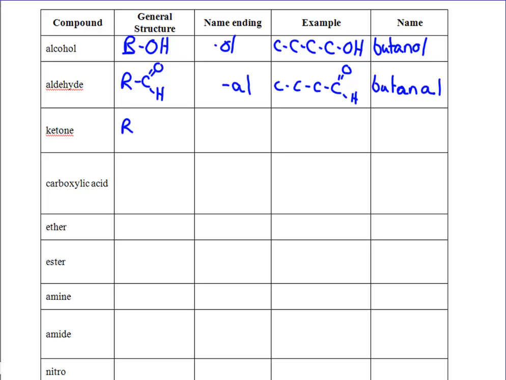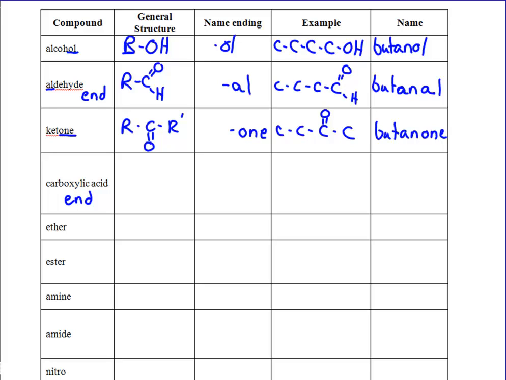Ketone is again a long chain carbon. One of the middle carbons this time has a double bonded oxygen. If it's on the end, it's an aldehyde. If it's in the middle, it's a ketone. And the ending for ketones is O-N-E, kind of like the name ketone. Aldehyde is the AL, alcohol has the OL. So the name of the compound gives you a little bit of a clue sometimes about how to name it. So our 4-carbon compound, put the oxygen on one of the interior carbons, and to name it, it's going to be butanone.